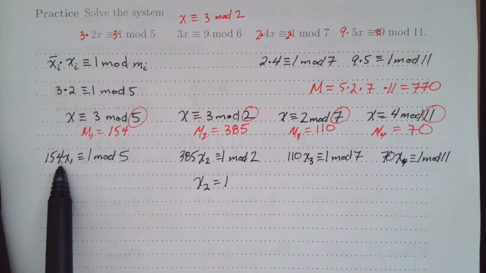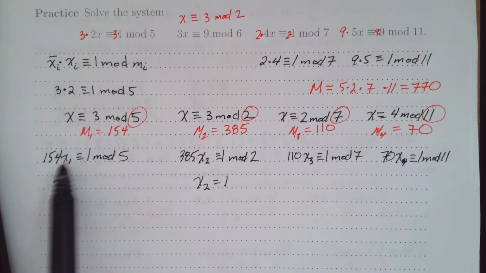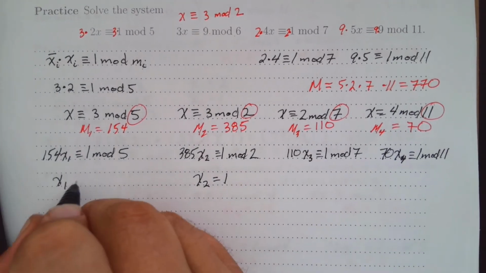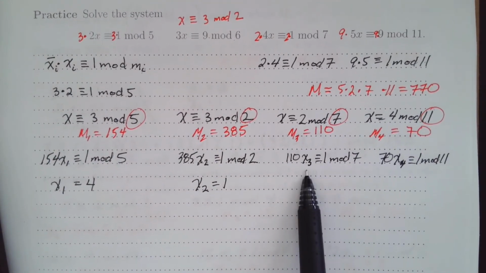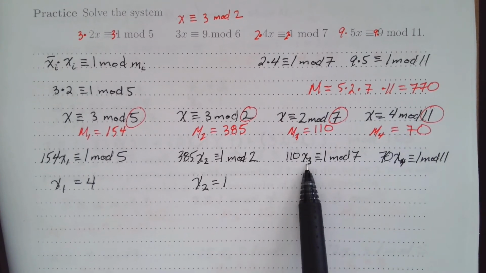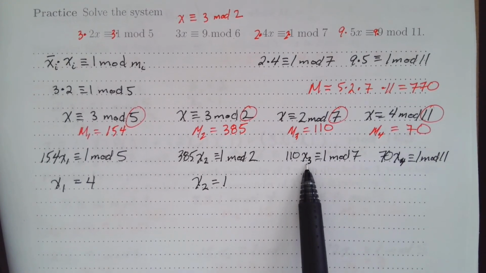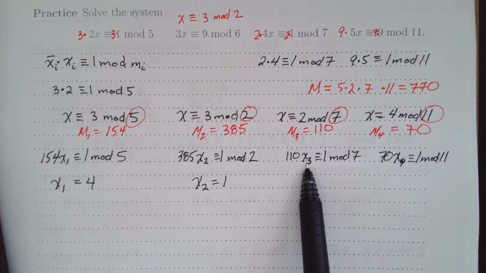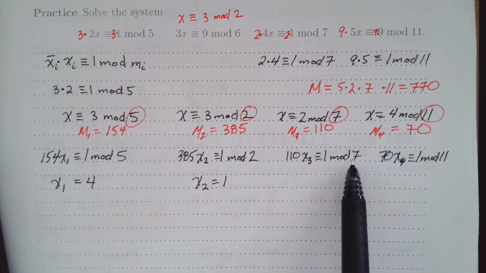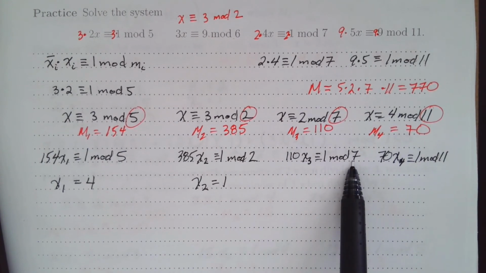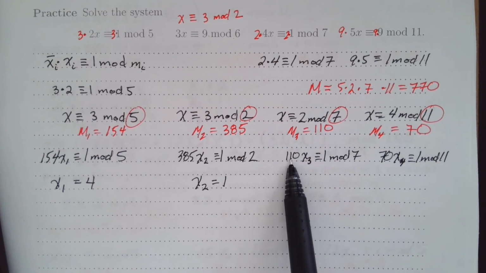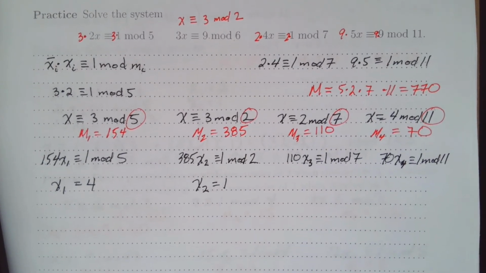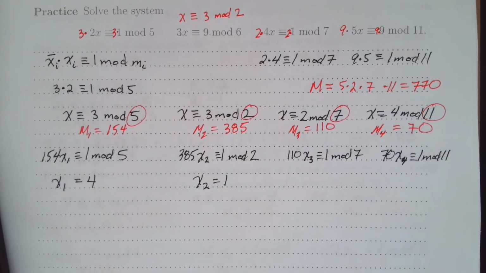154 on multiplication by 4 is going to end in a 6. That will work for us, so x1 is equal to 4. All right. Then over here, 110 times 1, that's not going to work. 110 times 2 is 220, and 220 is not divisible by 7, nor is it 1 more than divisible by 7. Right? 330. 330 seems like it should work.